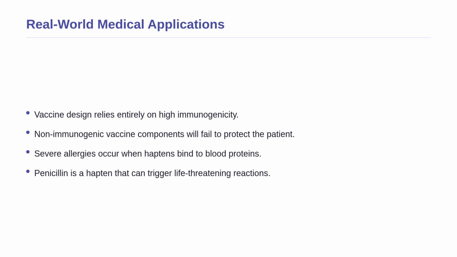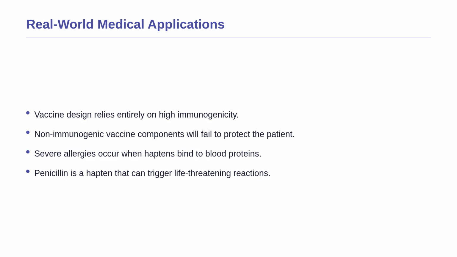Before we look at the mathematics, let us understand why this specific distinction matters so much in modern medicine. It is the absolute foundation of vaccine design and allergy treatment. When scientists create a vaccine, they must ensure the substance is highly immunogenic. If a vaccine component is only antigenic, your body will completely ignore it, and the vaccine will fail to train your immune system.